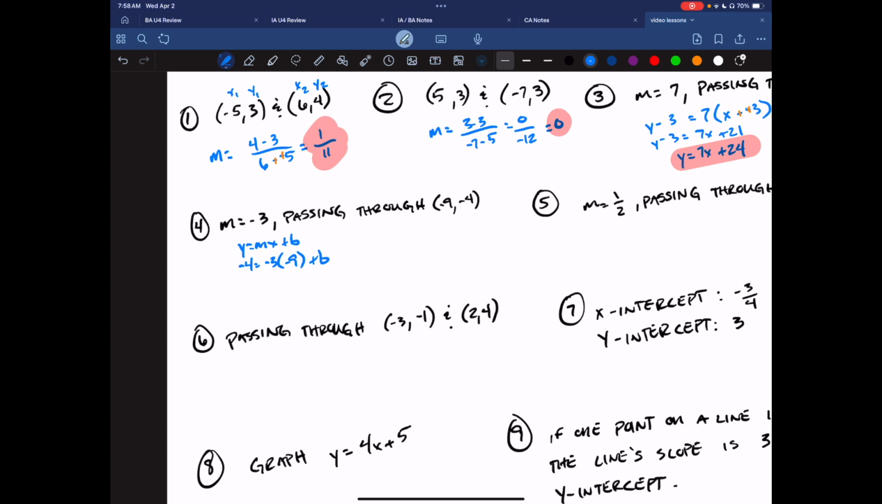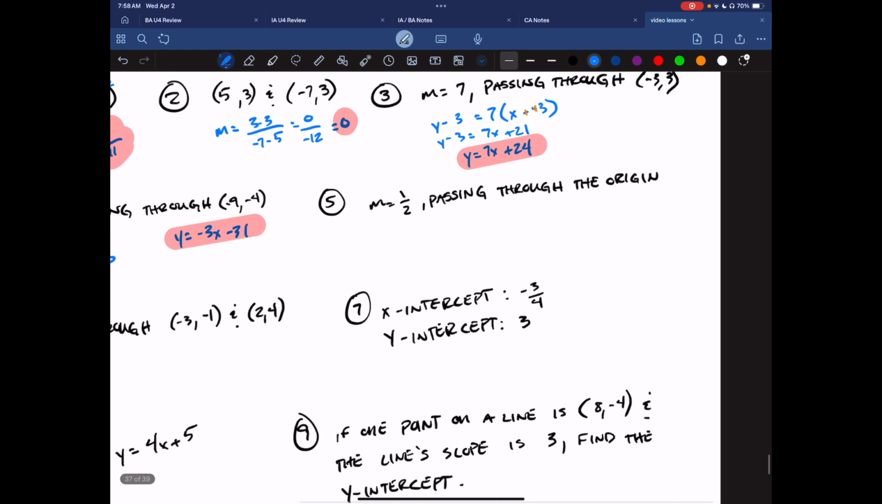Okay, and so now I'm just going to solve for b. That's going to be negative 4 equals, it's going to be positive 27 plus b. Subtract 27, you get negative 31. Once you have b, you already have the slope. So y equals negative 3x minus 31. That's literally all you're doing. It's not terrible at all.